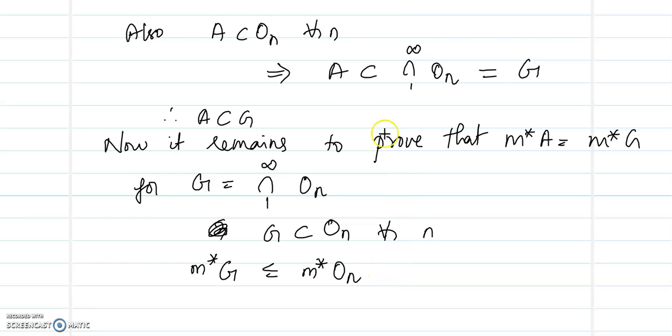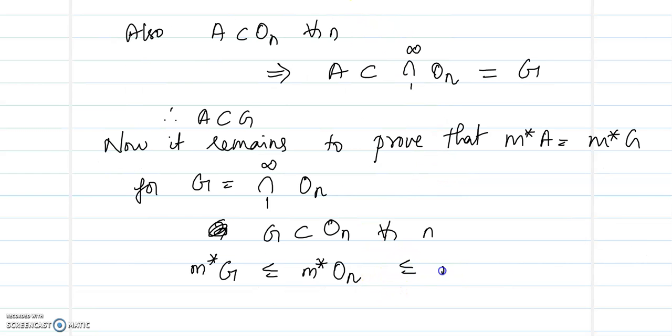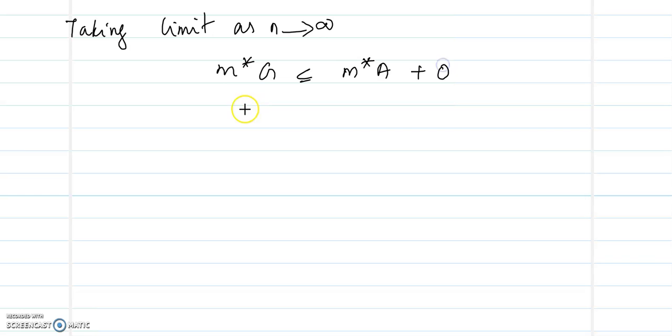Now from the inequality we wrote at the very beginning, m star of O n will be less than or equal to m star of A plus 1 by n. So this will be less than or equal to m star A plus 1 by n. Now taking the limit as n tends to infinity, we will get m star G less than or equal to m star A, and now the limit of 1 by n will be 0, so that implies m star G less than or equal to m star A.